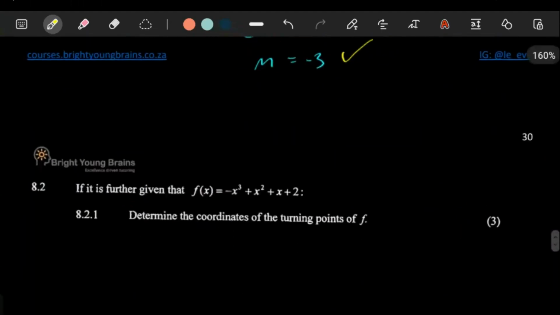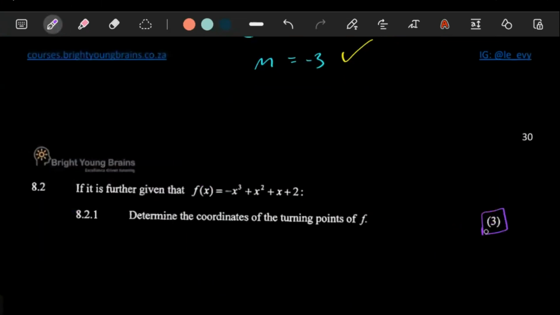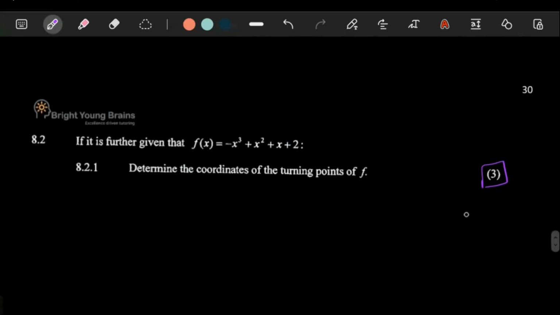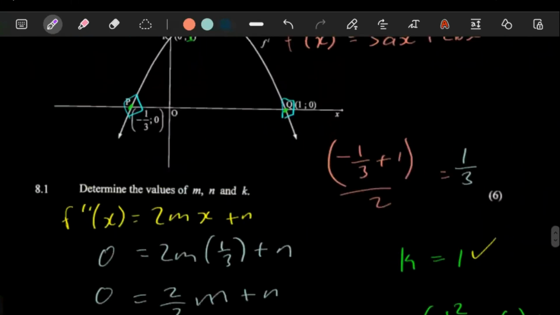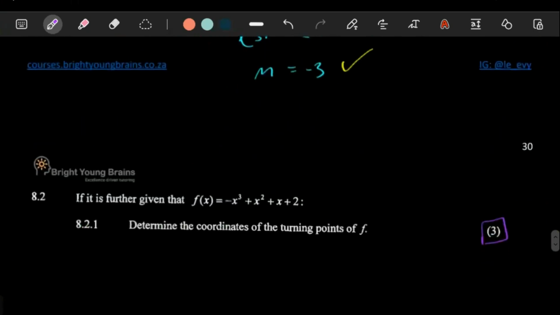Now it's 8.2, right? 8.2 for 3 marks says the following. It is further given that this equation is the equation of f of x, determine the coordinates of the turning points. So you see why they're giving it 3 marks, because for the coordinates of the turning points, the x values you have them already. So you can just get the y values.